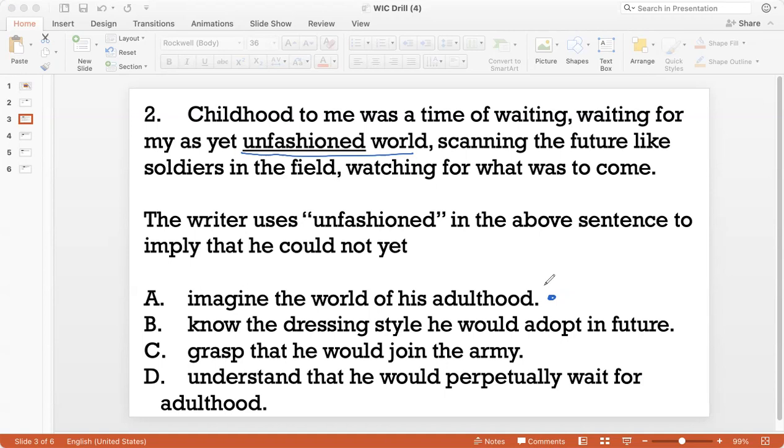He could not yet know the dressing style he would adopt in future. So unfashioned here has nothing to do with fashion in the traditional sense of how one dresses. So this is not correct.